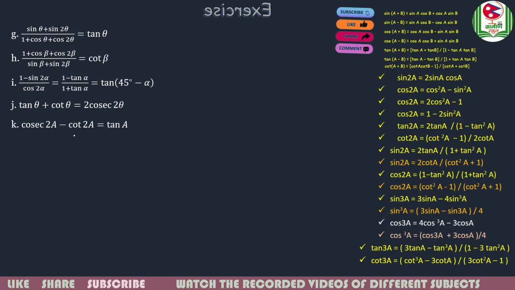And here in K, cosec 2a minus cot 2a equals tan a. So how will you prove it? Again you can express this one in terms of sine and cosine. So the LHS is 1 by sine 2a minus cos 2a upon sine 2a.